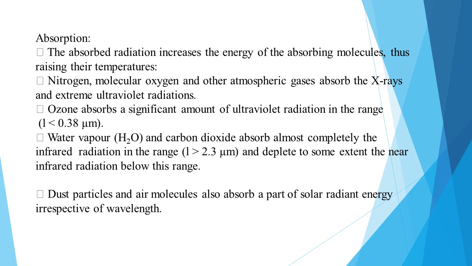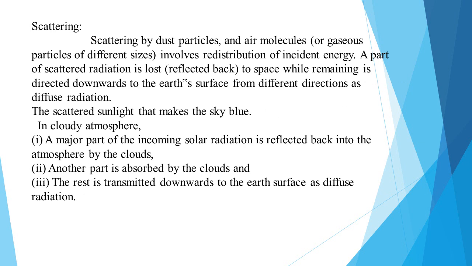Dust particles and air molecules also absorb a part of solar radiant energy irrespective of wavelength. Scattering. Scattering by dust particles and air molecules involves redistribution of incident energy. A part of scattered radiation is lost to space while the remainder is directed downwards to the Earth's surface from different directions as diffused radiation. It is scattered sunlight that makes the sky blue.